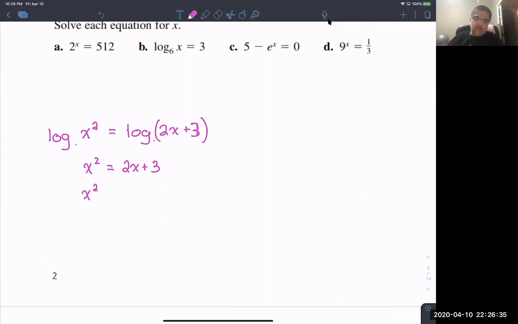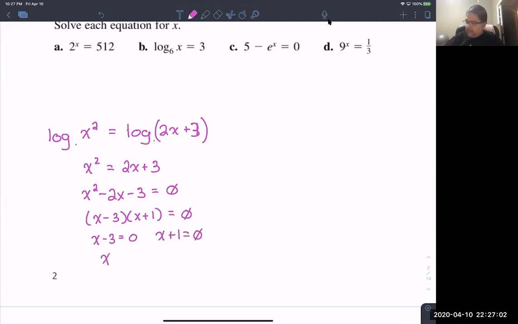So how do we solve that? We get everything to one side, so the other side equals 0. Right? Now, we can solve this by factoring. So x minus 3 times x plus 1 equals 0. And solve each one. So my solution set here is -1, 3.